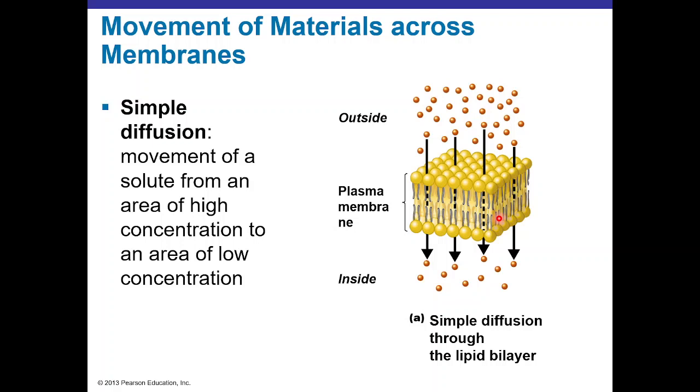Now let's talk about the movement of materials across the membranes. Materials can move from an area of high concentration to low concentration, or from more to less, in what we call simple diffusion. The molecules just cross through this plasma membrane. Here you have more outside and less inside, so these molecules will move from more to less until they reach equilibrium.